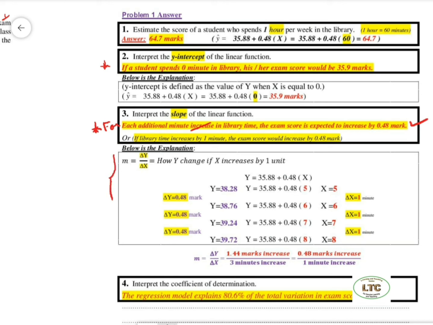Clearly, if you put 5 here, you multiply by 5. If you put 6, multiply by 6. The difference of y will be 0.48 more, 0.48 more, 0.48 more, each time you increase x by 1 minute. This is clear.